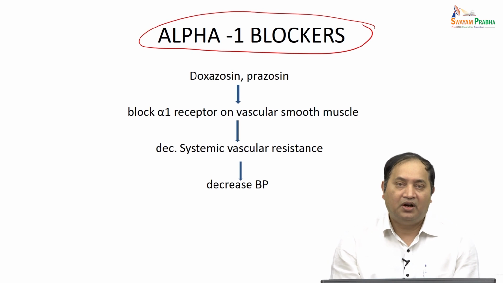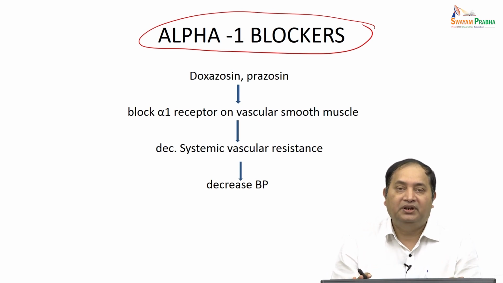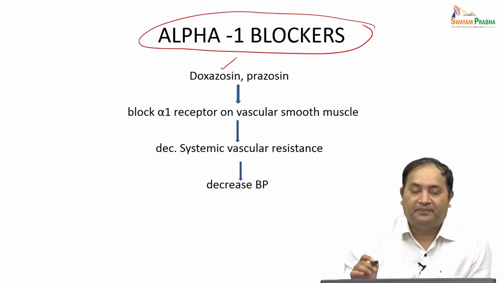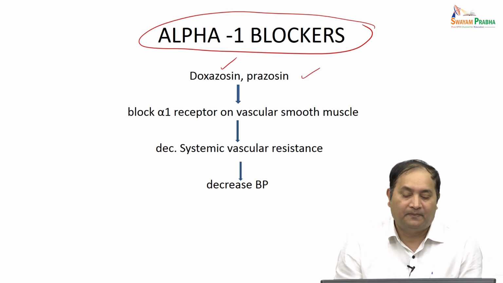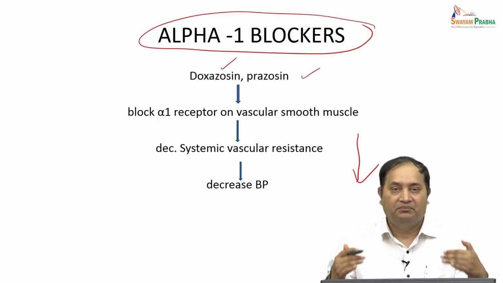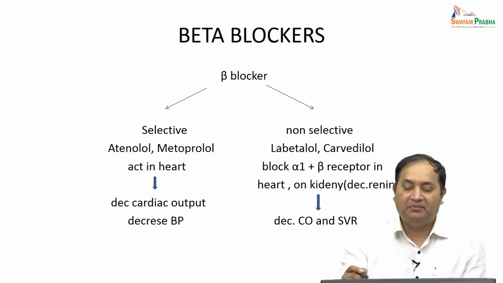As you know, alpha 1 receptors are mostly in the vascular region. So, if you block alpha 1 receptors, definitely it will act as a vasodilator and as an antihypertensive. Of course, these drugs are also used in conditions like benign prostatic hyperplasia. Some of the drugs you can see are doxazosin and prazosin. They block alpha 1 receptors in vascular smooth muscle. So, it causes decreased vascular resistance, and that is how blood pressure comes down to normal. Now, another group of drugs is beta blockers.